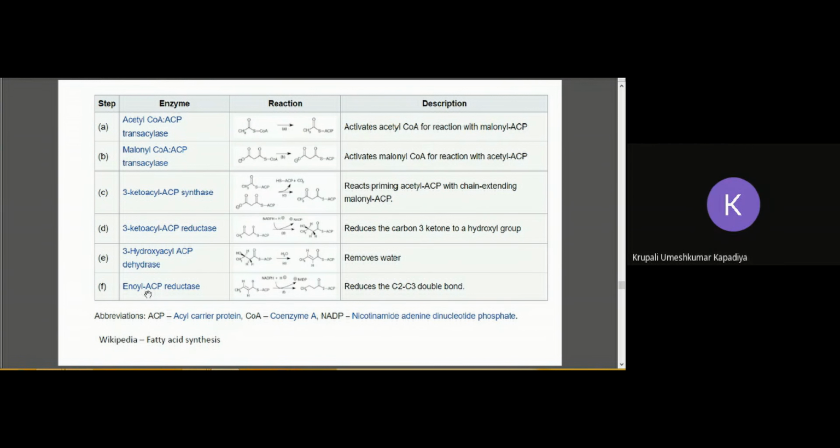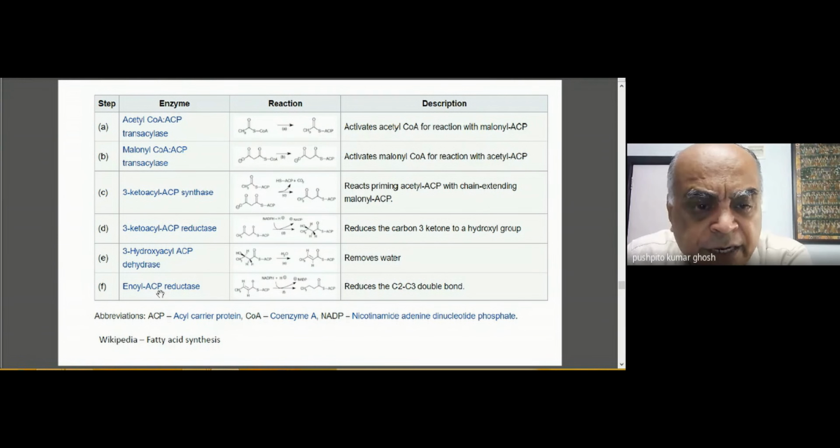You can see, like, enoyl ACP reductase reduces the C2-C3 double bond. So all the things that I showed over here, this one.